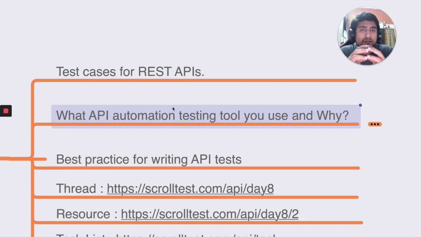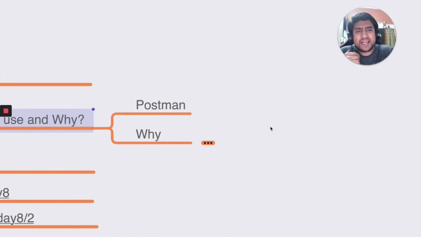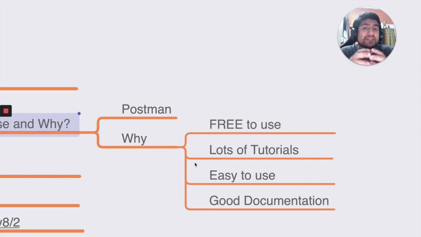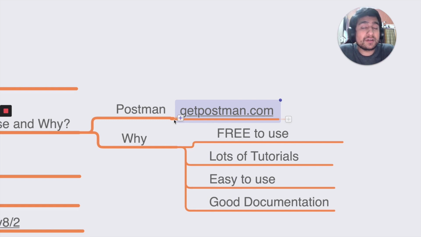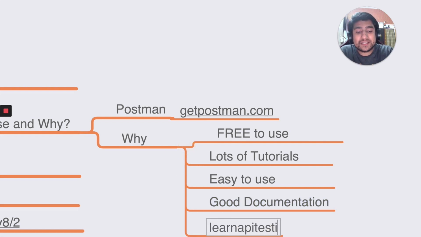So what API automation testing tool are we using and why? I highly recommend Postman because I personally love it. Postman is a great tool. You can download it at getpostman.com, depending upon the OS. It is free to use. It has enterprise features also, where you can pay, but it's easy to use, lots of tutorials are available, good documentation, and lots of resources are available online. And if you're interested in learning, you can go to learnapitesting.com to know more about Postman.